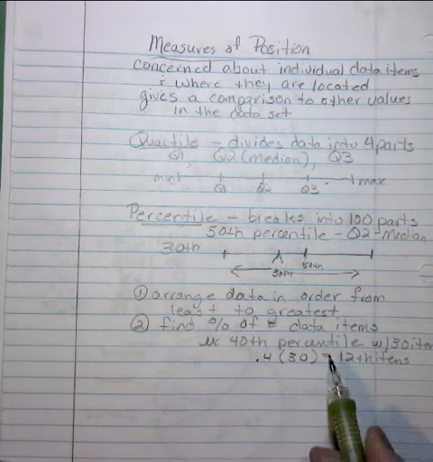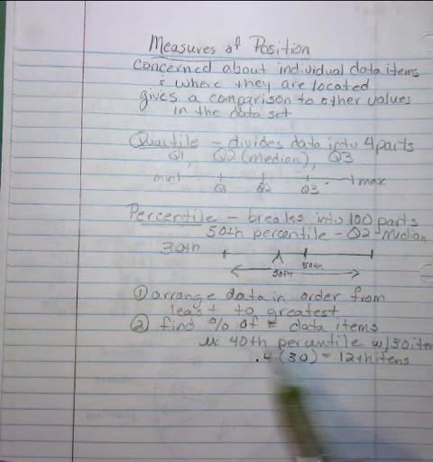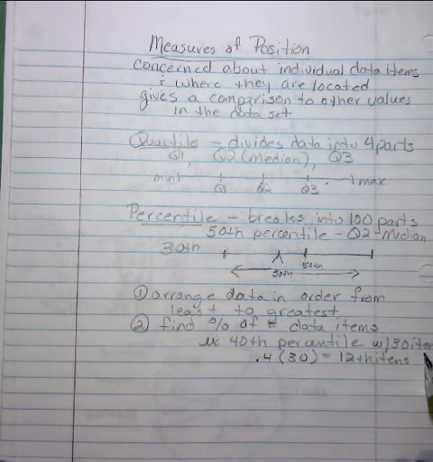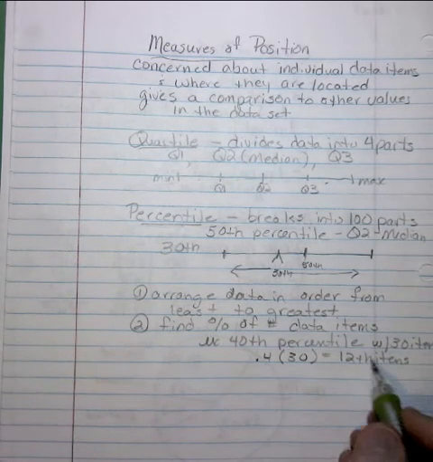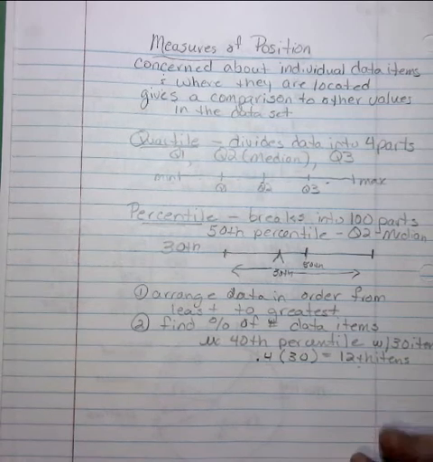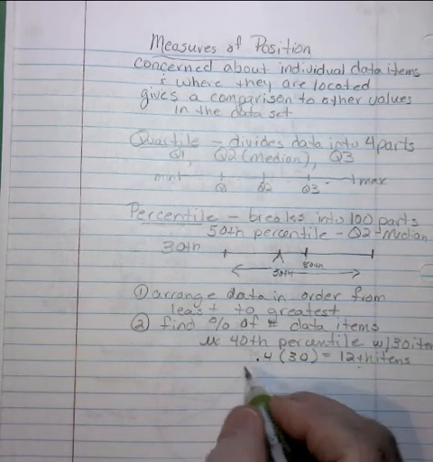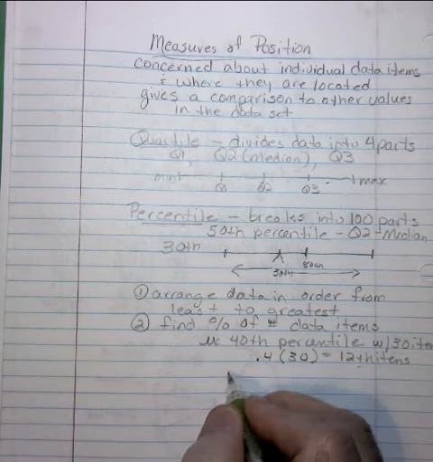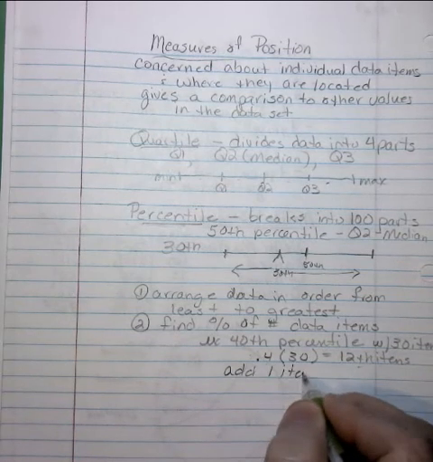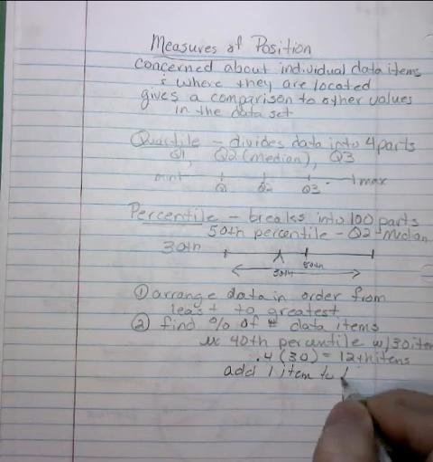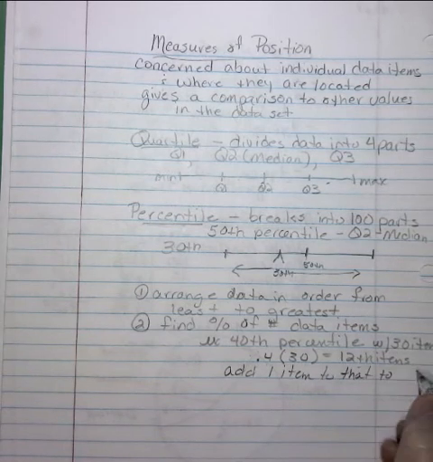So if we wanted to find the 40th percentile and we had 30 data items, we would do 0.4 times the 30 items, which would give us the 12th item. And then we go up one item to select.